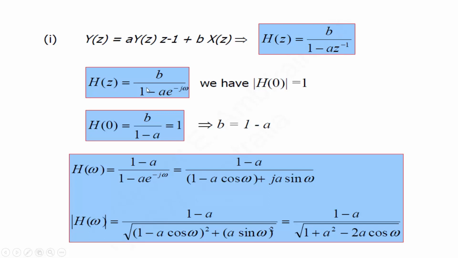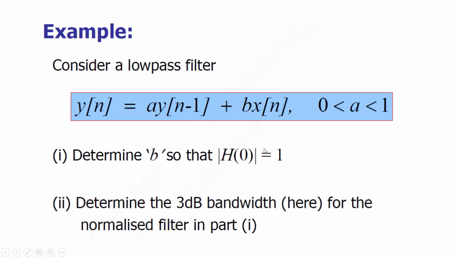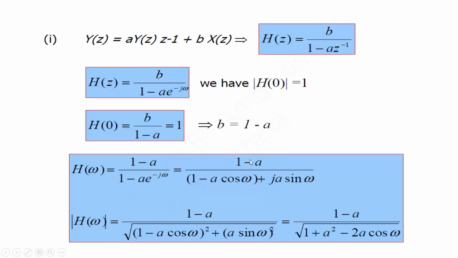Now we calculate the frequency response just by replacing z with e to the power j omega. We are also given that the DC gain, which is for omega equal to 0, is given to be 1.